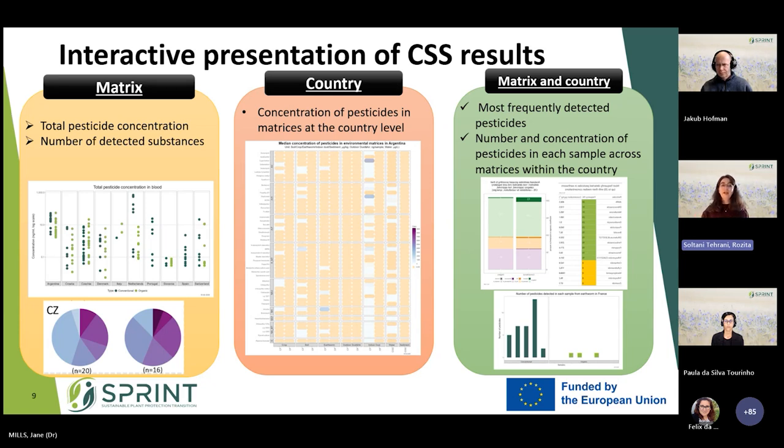To conclude my part, the case study site results tool transforms a very large and complex monitoring dataset into an accessible and interactive platform. It allows users to explore pesticide occurrence across matrices, compartments, and countries in a flexible and transparent way. Thank you very much.